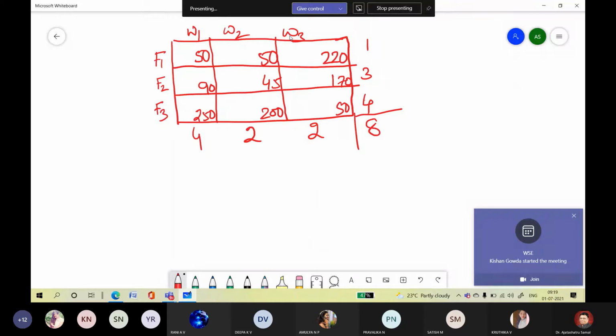The transportation problem they'll give you. After that, we need to see whether it is a balanced transportation problem. So it is a balanced transportation problem. That is step 1.